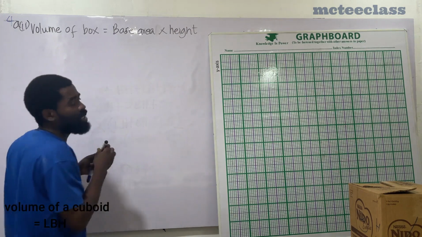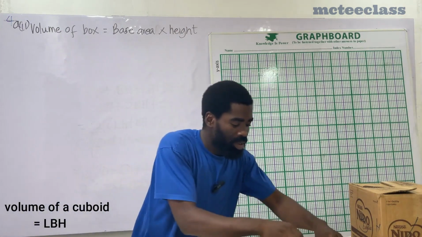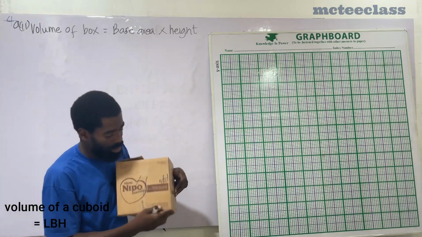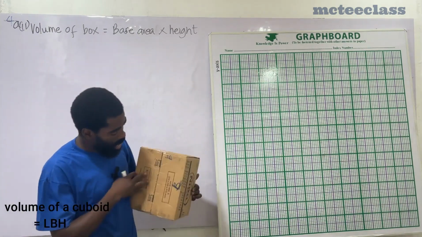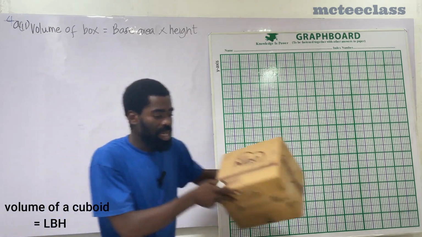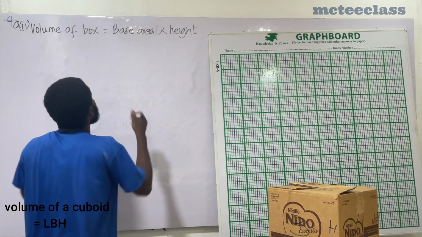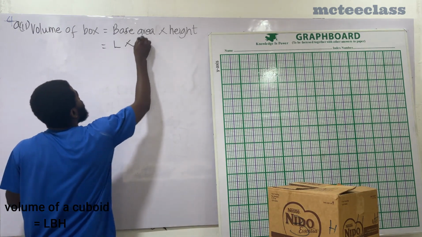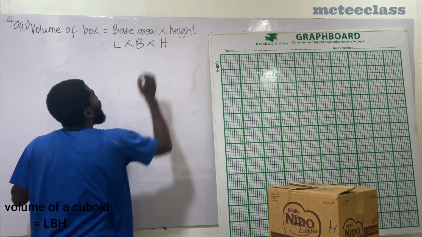Volume is mostly the base area times height. Now, if we come to our box here, this is our base area. So we multiply this by what? The height. The question is, how do we get the base area? The area of the base is our length times what? Our breadth. So to get the volume here, it is the base area, which is a rectangle, so it is length times breadth times, obviously, height.